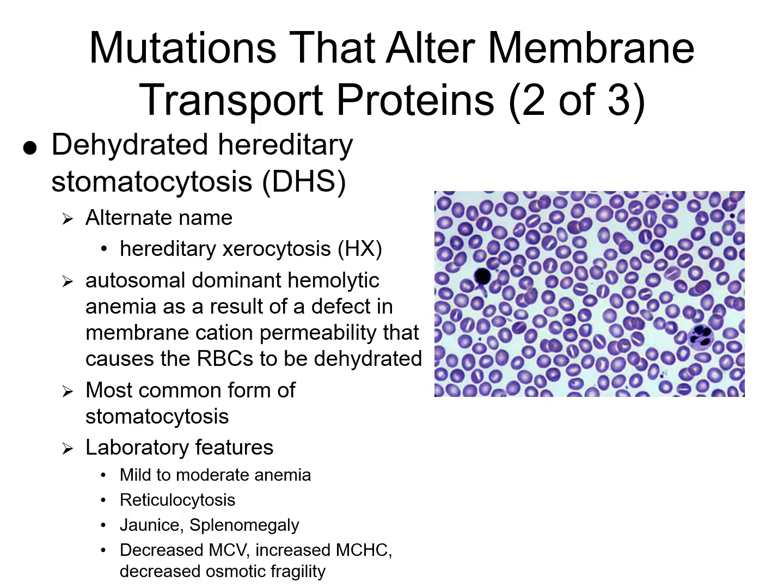Back to the lab, we may see a decreased mean corpuscular volume, or an MCV, and that is due to the cell dehydration. We will see an increased mean corpuscular hemoglobin concentration, or an MCHC, and we will also see a decreased osmotic fragility, unlike in the overhydrated stomatocytosis.